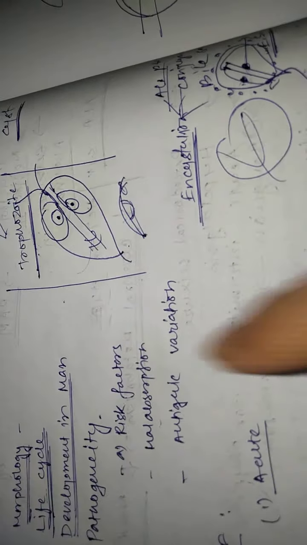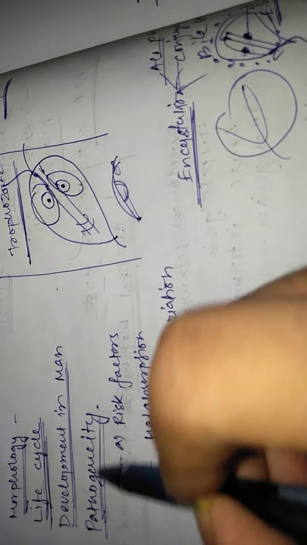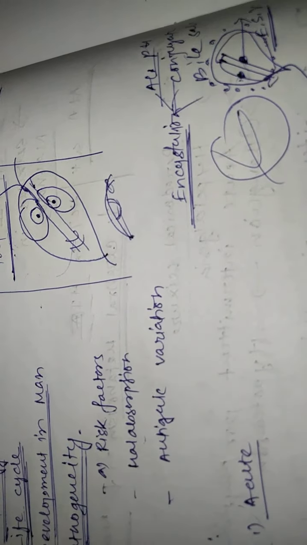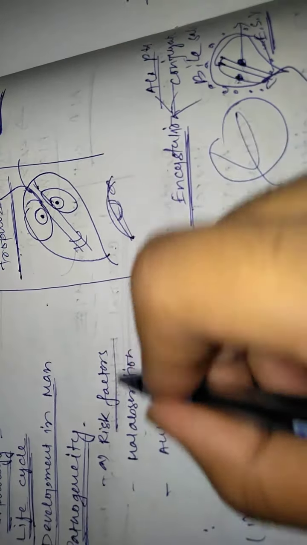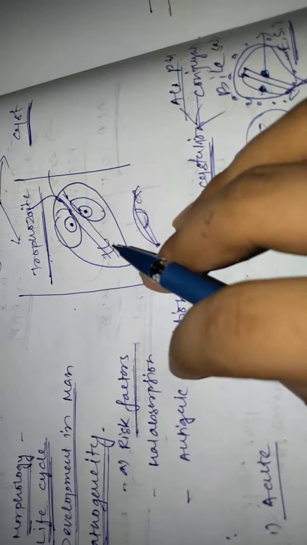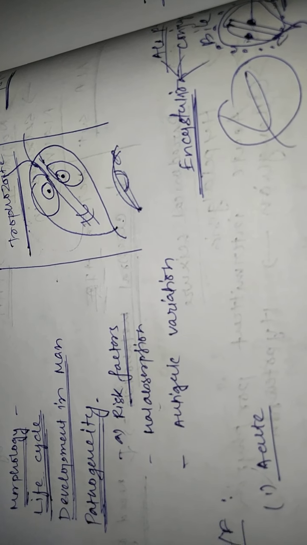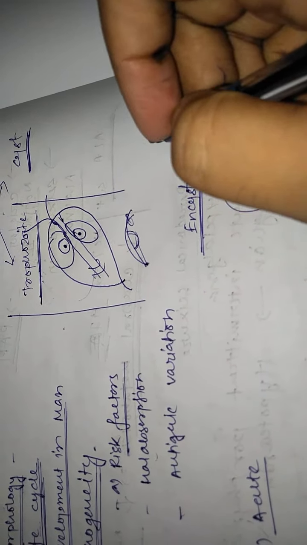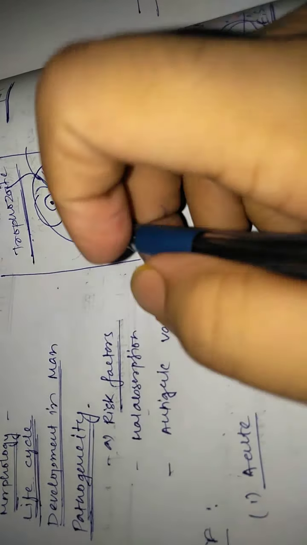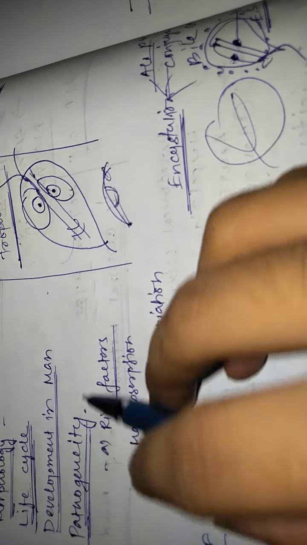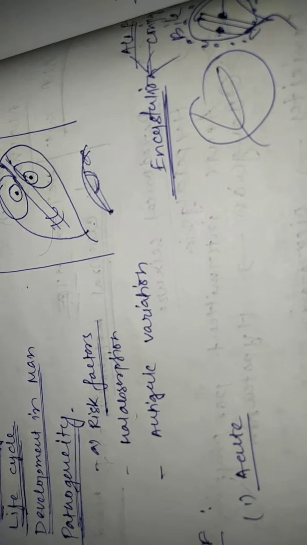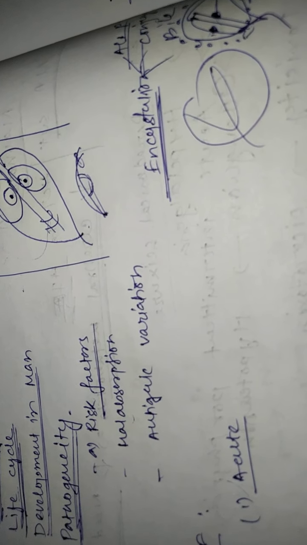So now we should be talking about the pathogenicity, and how it causes disease in humans. So what are the risk factors? Risk factors include that it mainly affects children, or elderly persons whose immunity is not very good. Next we will talk about how it affects humans, right?